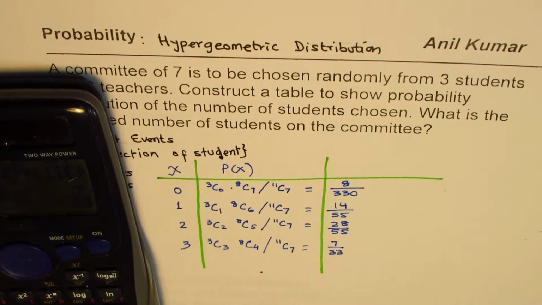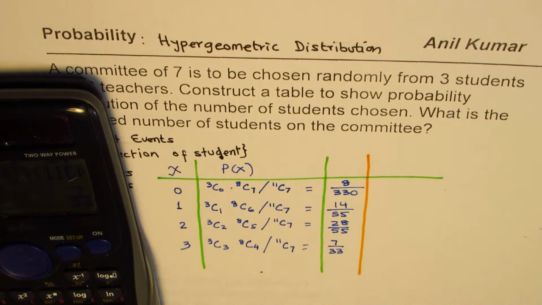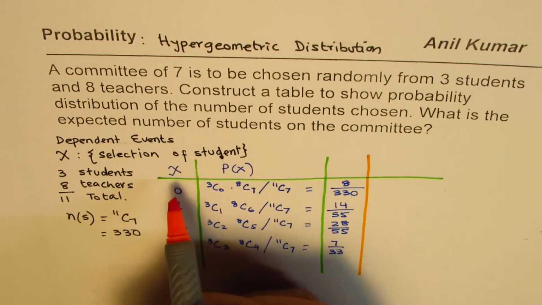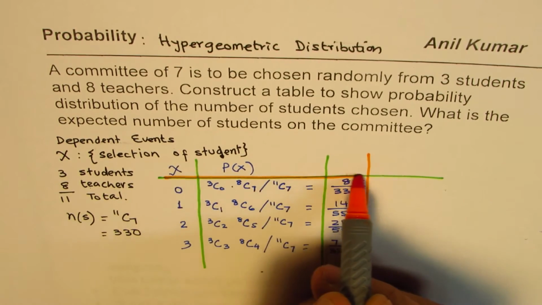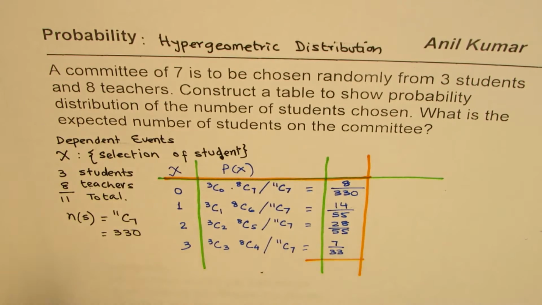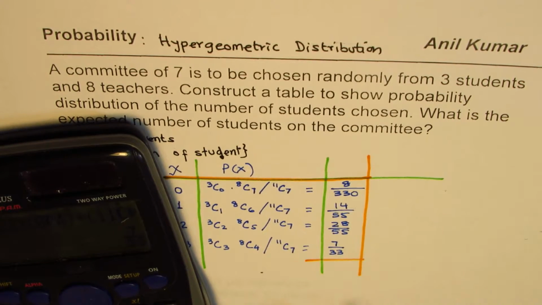When you combine these columns, let me use a different ink here. So we get the probability distribution. That much gives you the probability distribution. And when you add this up, you will get 1, as expected. You should always get this as 1. You can try this out. Now, we have this probability distribution done.